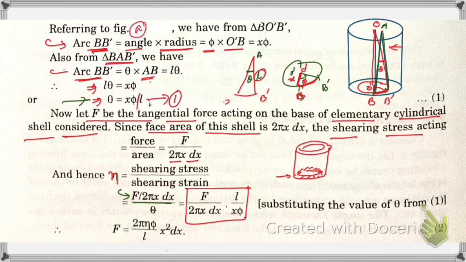Now simplifying this, we will get F is equal to 2 pi eta phi by L into x squared dx. We're going to get this, right? So now let's move on to the next slide. This is the force we have got.